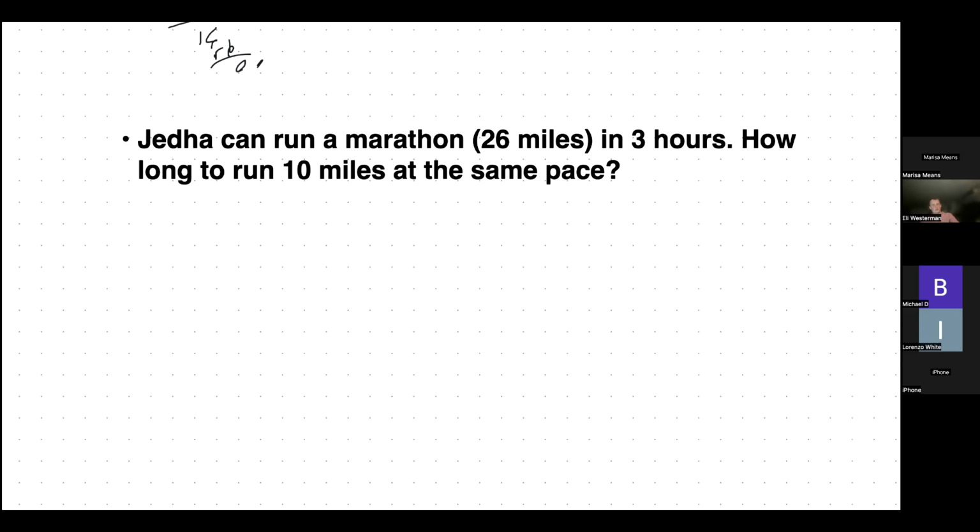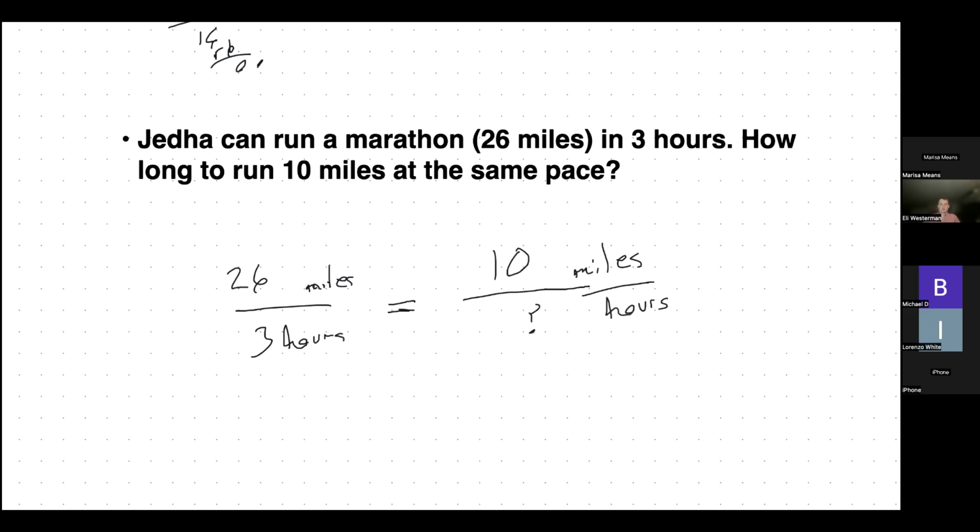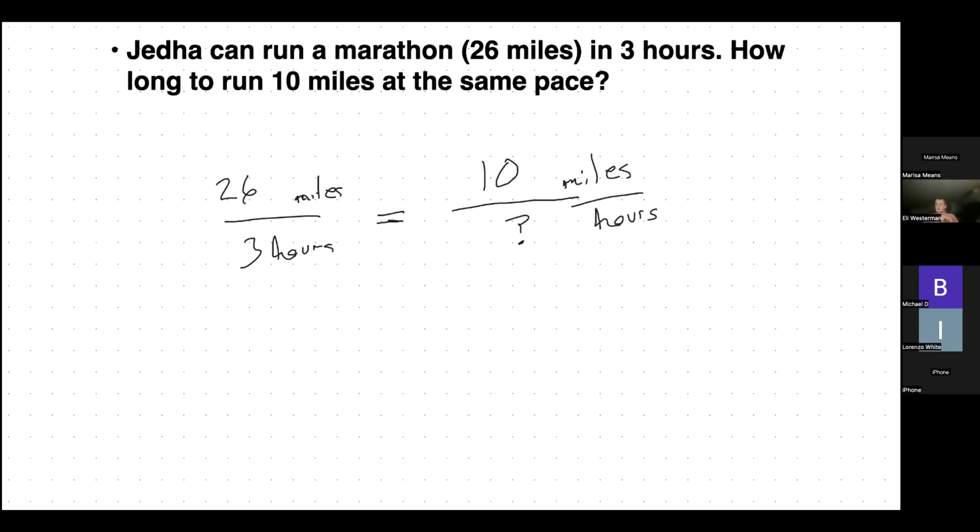So let's set it up. We need to set up the proportion, and then we need to set the equal sign. We need to put miles. It just has to be on the same, either top or bottom on both sides. It doesn't matter which one you choose. Let's do 26 miles and then 3 hours. So it's got to be hours on both sides. Now, how long to run 10 at the same pace? So we want to know. Now try to work this proportion. I'll give you a minute to work this proportion, then I'll work it.